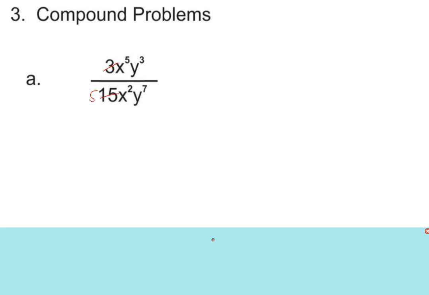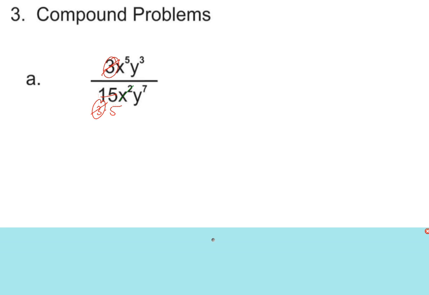Raquel. Because 15 is a 3 times 5, and 3 divided by 3 is 1, leaving you a 5 in the bottom. Just reducing. I'm going to use my green. Let's do the x's. If you have 5 x's in the top and 2 in the bottom, how many of that does it leave you, and where does it leave you? We're going to have x cubed where, in the top or the bottom? In the top, because there's more in the top than the bottom.